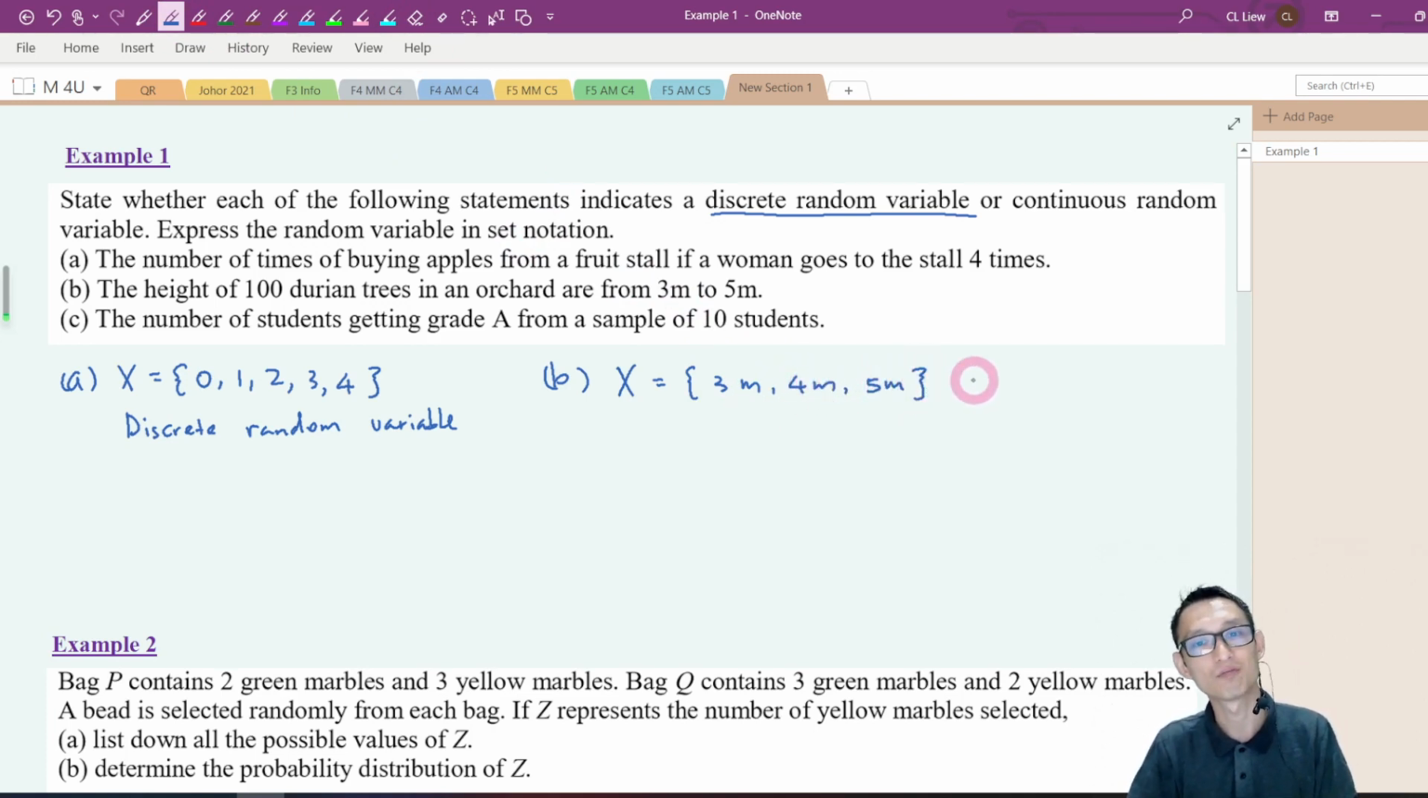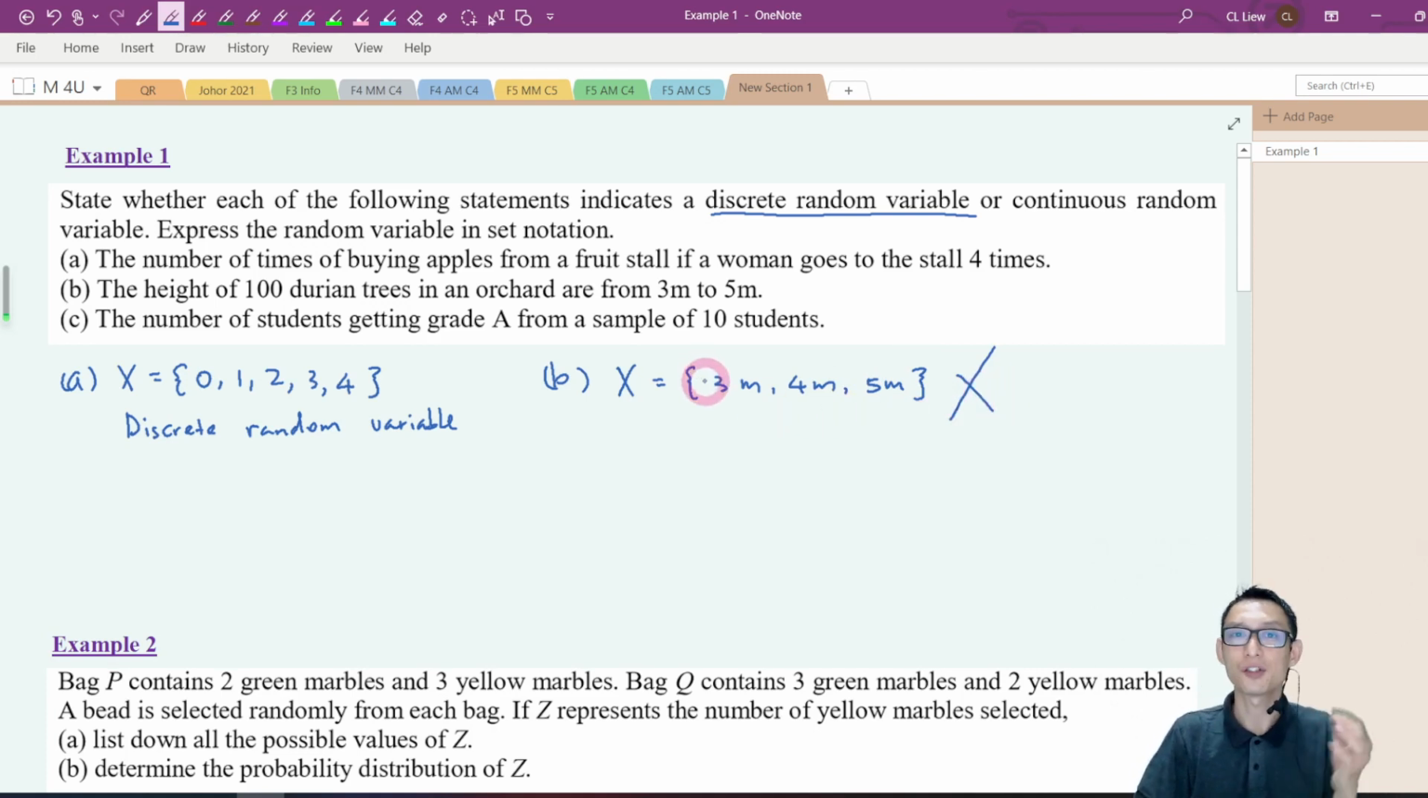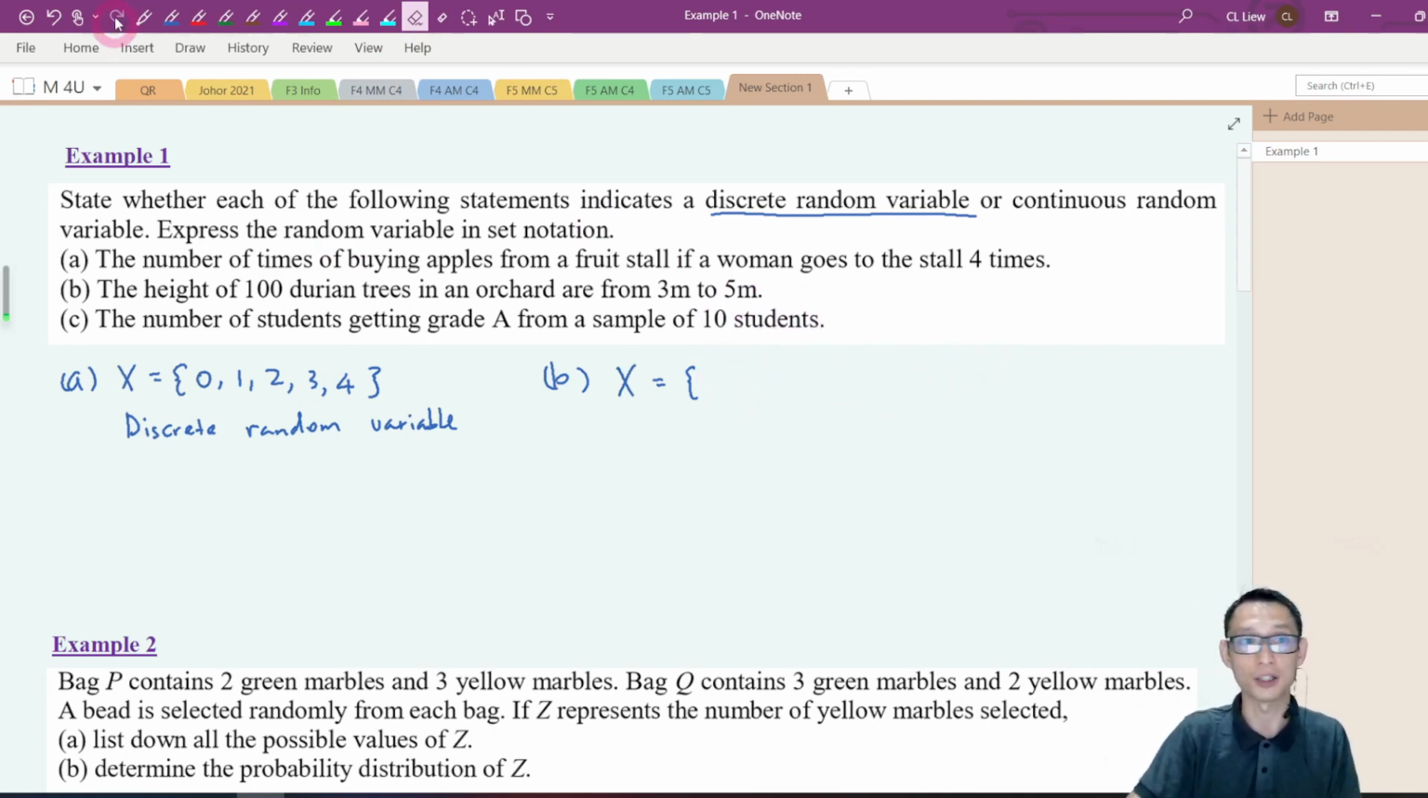Is this correct? No, this is not correct, because it is possible to get 3.1 meters, even 3.15 meters, 3.16 meters, and so on. It just goes continuously, which is different from just now, which we can count, right? So this is not the right way to represent this random variable. So we can represent it this way.